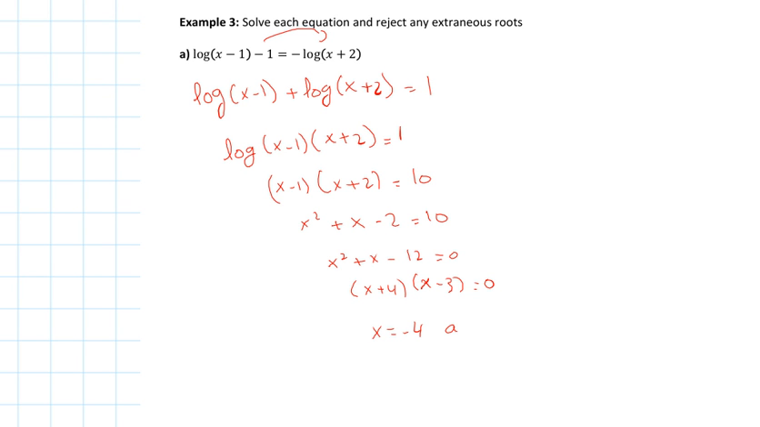If I plug in negative 4 here, that's going to be a negative. So I have to drop that. I have to reject x equals negative 4, because that is going to give me an extraneous case, and it's going to be an undefined value. So the only solution I have is x equals 3.